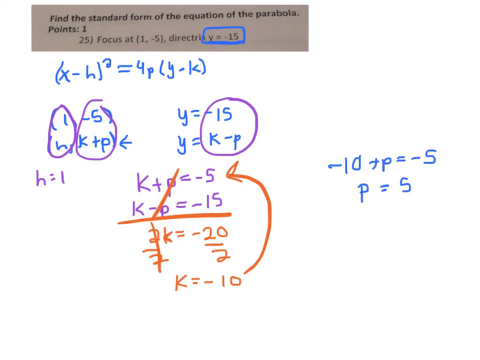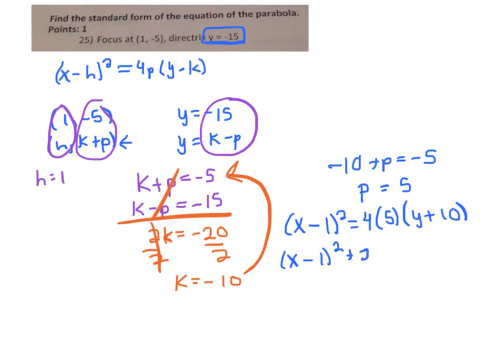Now we plug all this into that standard form that we said it had to match up with. X minus h is x minus 1, 4 times p times y minus a negative 10. So this is x minus 1 squared plus 20 times y plus 10.